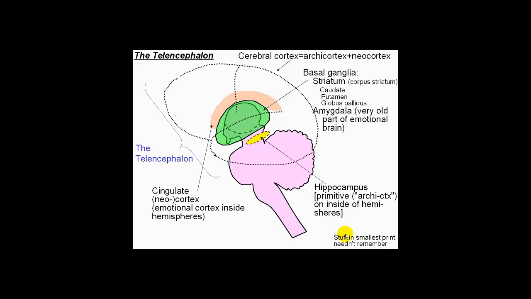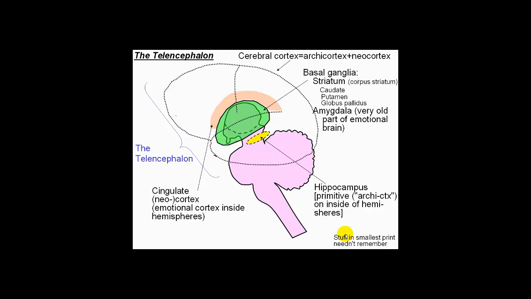The striatum itself has a bunch of subparts, and I've listed them here, but you don't have to know them. If it's in small print, you don't have to know them. And I'll talk a little bit more about what you do and don't have to know in a moment. The striatum is made out of the caudate, the putamen, the globus pallidus, and some other stuff. The amygdala is a very old part of the emotional brain, which we're not talking about function right now, so that doesn't really matter very much.